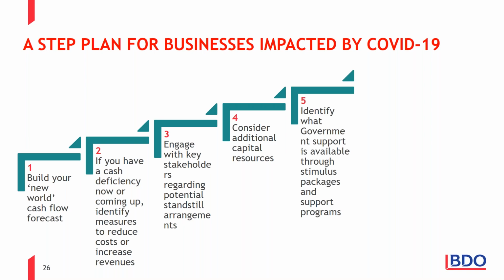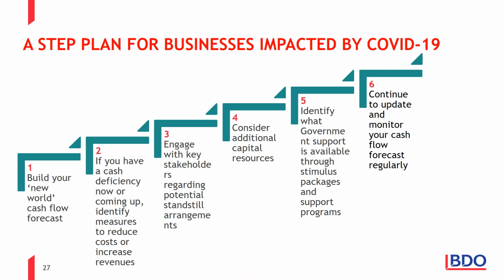Step 5, identify what government support is available through stimulus packages and support programs. By and large, this is something most businesses will already be well across. The main programs currently on offer include JobKeeper, Cash Boost Payment, loans, industry-specific grants or concessions, and payroll tax concessions. In the event you have not investigated your eligibility into any of the above packages, we recommend you contact your accountant, as they will certainly be able to assist.